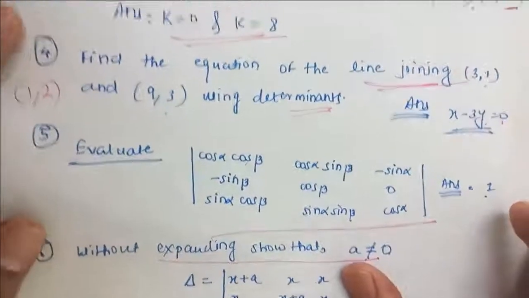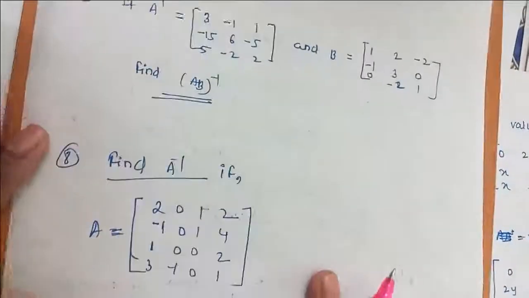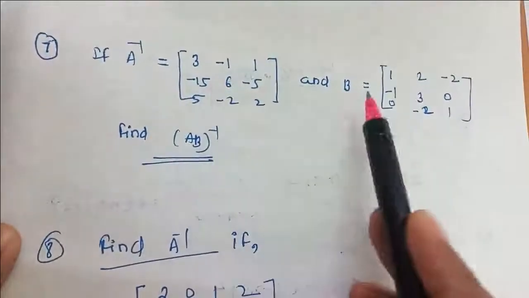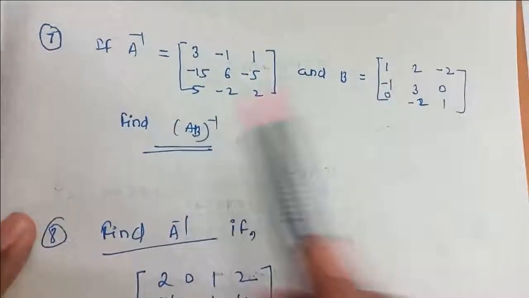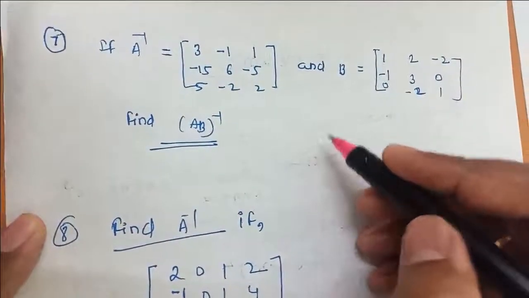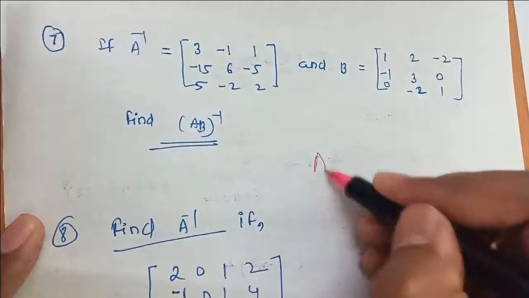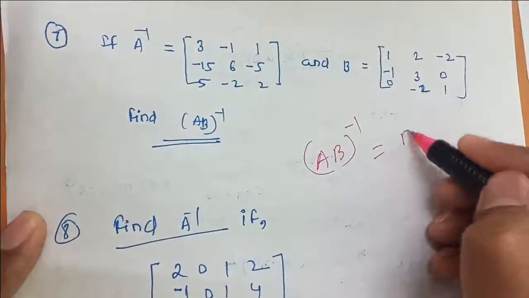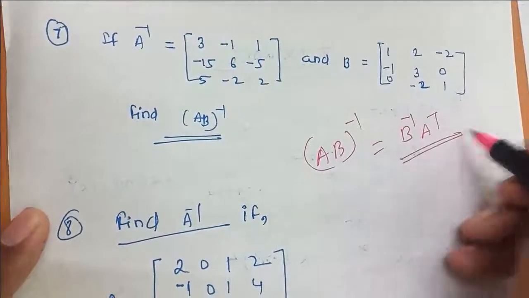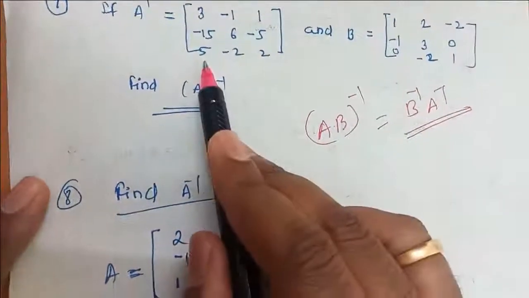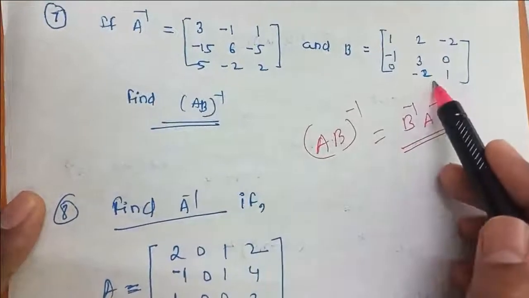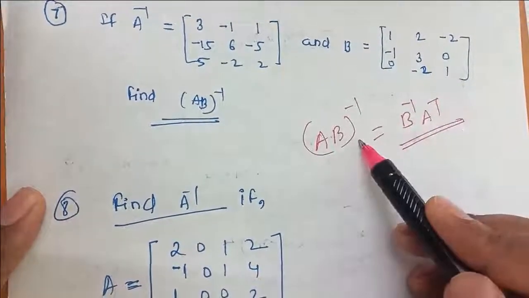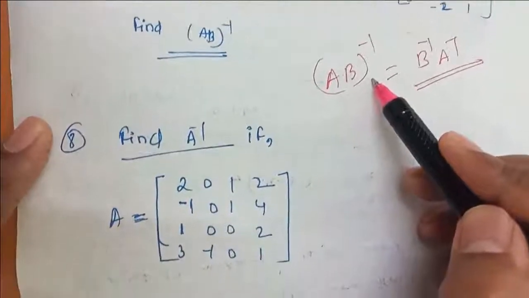Next problem we have is the 7th one. A inverse they have given, B they have given. We have to find the AB inverse. Remember, in the last slide we have explained this: AB inverse is nothing but B inverse A inverse. So A inverse is already given. We have to find the B inverse and multiply them. That multiplication of them is nothing but the AB inverse.